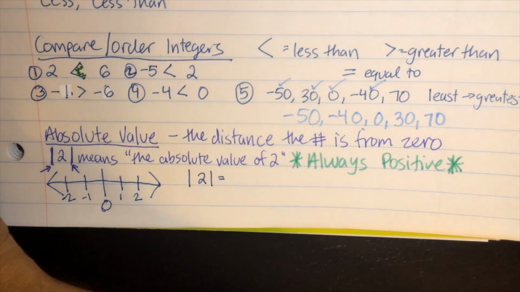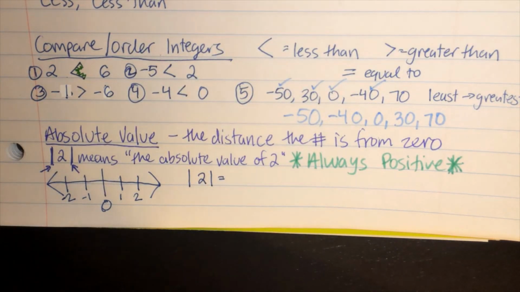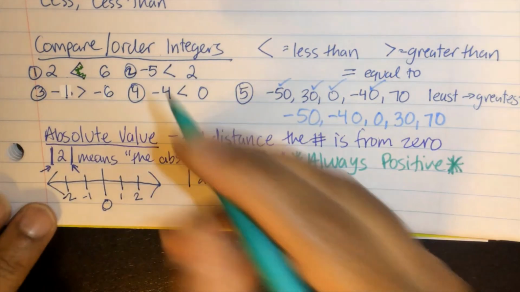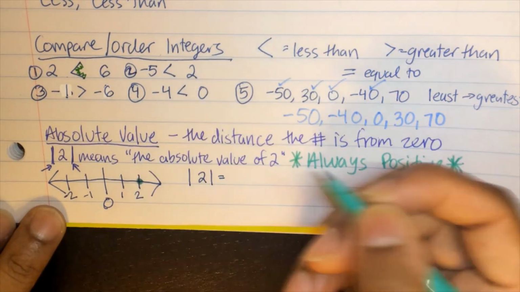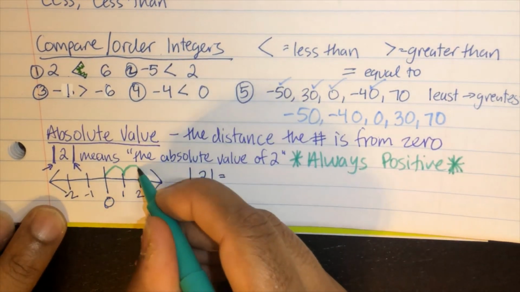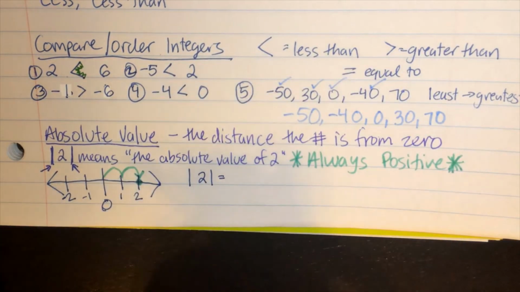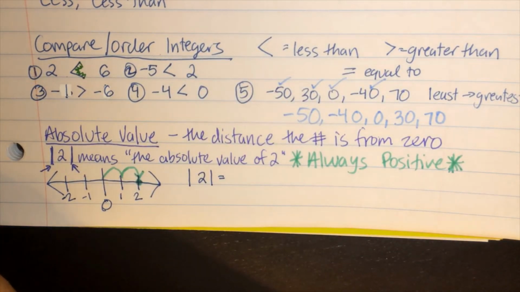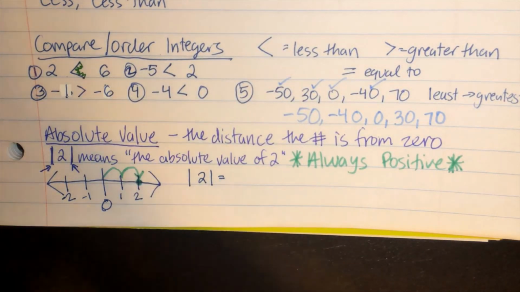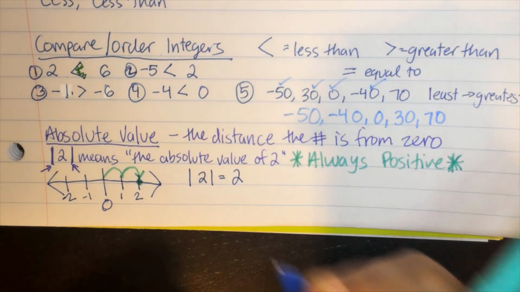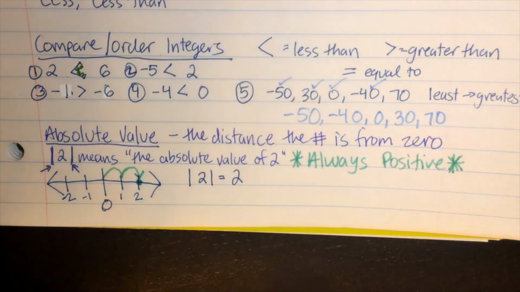So let me hear from Zach. Zach, go ahead and share with us. Absolute value is asking me, how many spaces is 2 away from 0? So if I look at 2 all the way here, Zach, how many spaces is that from 0? You can unmute your mic and share. 2. It's just 2 spaces. So when they say, hey, what's the absolute value of 2? You just reply back, 2. And that's it. The absolute value of 2 is 2.